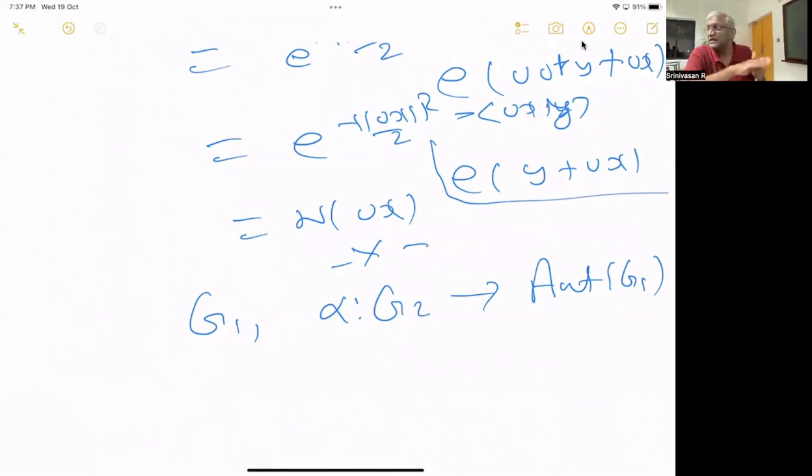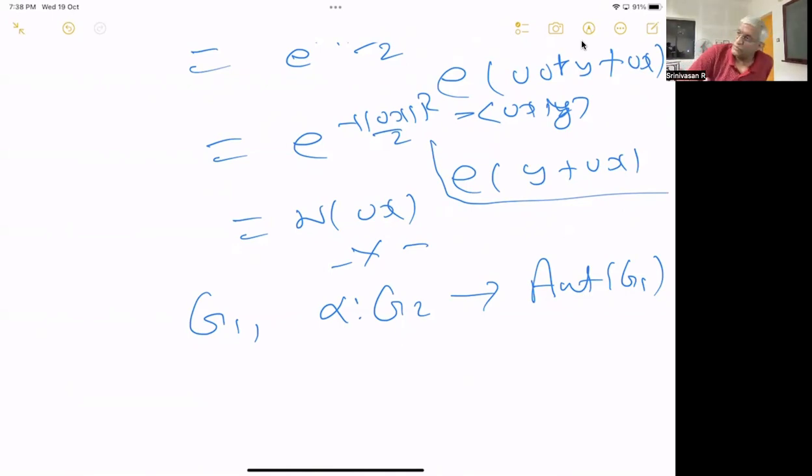Any representation is just that: you take something and represent it as automorphisms. If you have a set, the automorphisms are just bijections. If you have a group, they are bijections which are also homomorphisms. If you have a vector space, they are bijections which are also invertible linear maps. If it is an inner product space, they are bijections which preserve the inner product, which are unitaries. If it is an algebra, it has to preserve the algebra structure. That is what is called an automorphism.